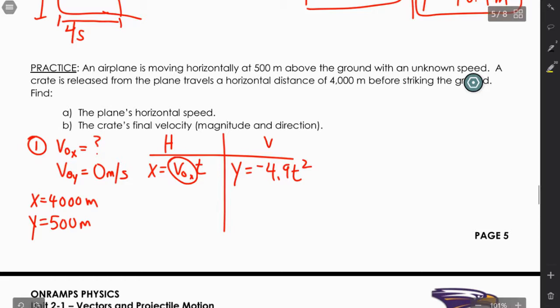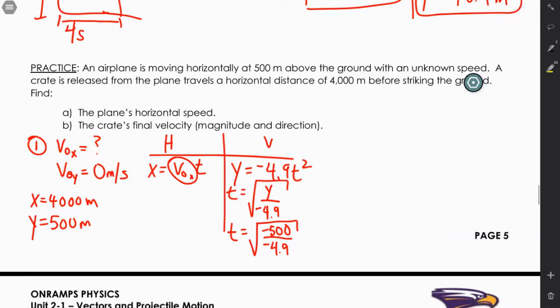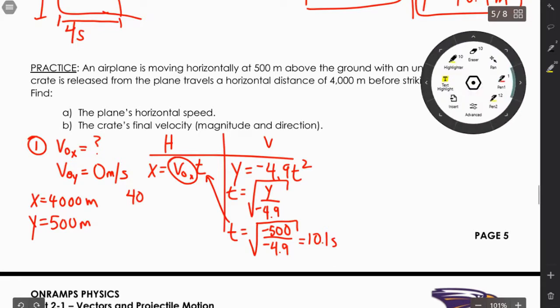And then again, from the vertical side, I'm going to solve for t, which ends up being the square root of y over negative 4.9. And you say t equals the square root of negative 500, because again, it's going to fall 500 meters, because the plane is 500 meters off the ground. So the square root of negative 500 divided by negative 4.9, or in our calculator, we can just disregard the negatives. And so that's going to be 10.1 seconds, okay? So this t now goes here, and we say 4,000. Actually, let's solve it first, right? Get in the habit of solving it first.